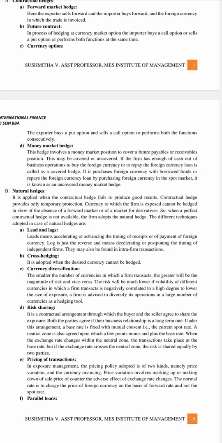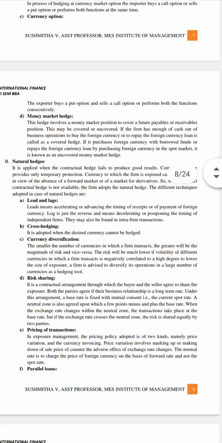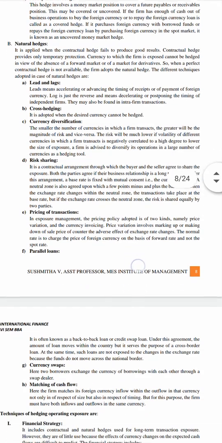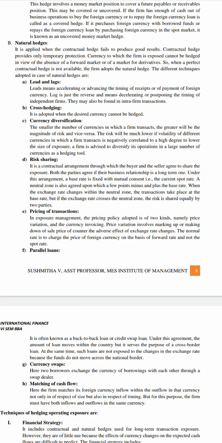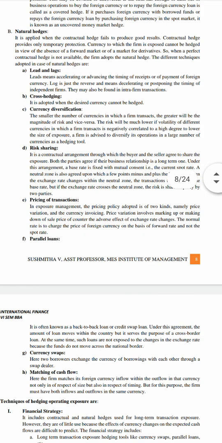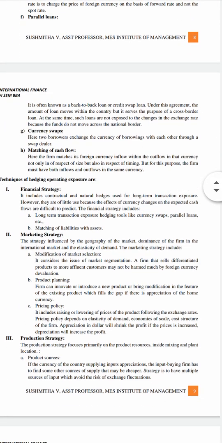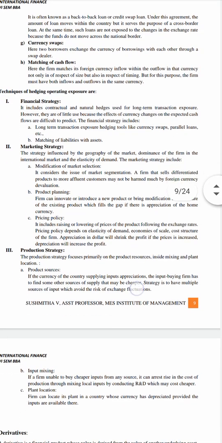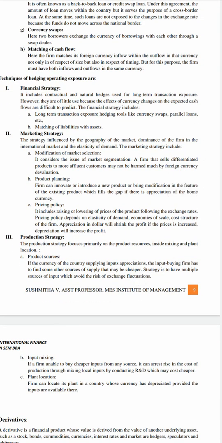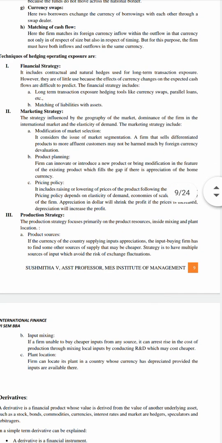So basically when we have our receivables or payables that have to be dealt with in the money market position, then we are going to take a money market hedge. Next, we have natural hedges. I have just now explained the natural hedges to you, so it's the same as what we have under this particular topic. Next, techniques of hedging: operating exposure. Operating exposure is also called economic exposure.